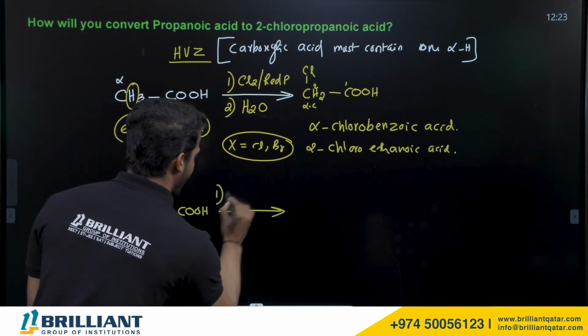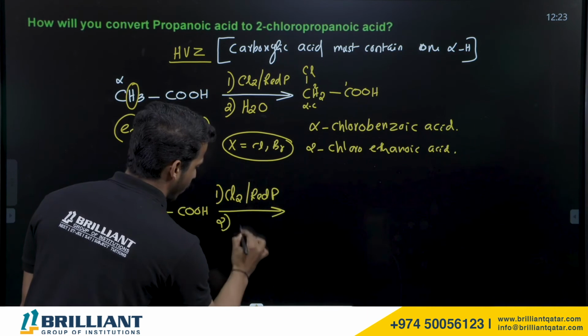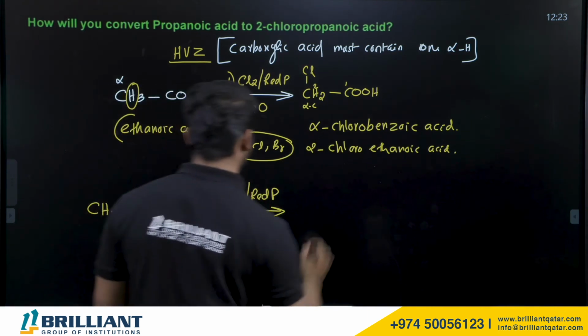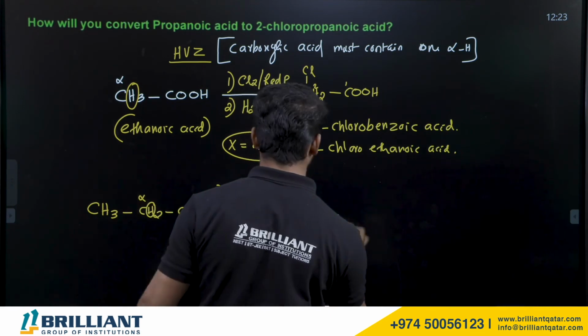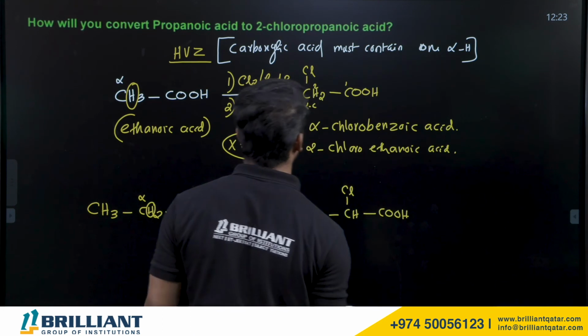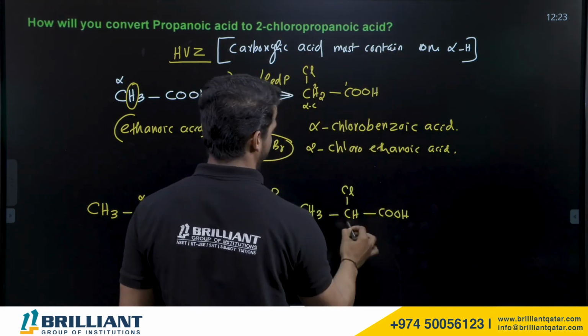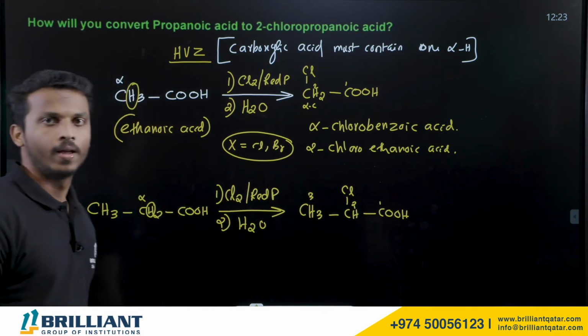Okay, so let us add halogen in the presence of red phosphorus. Secondly, we add water. So what happened? From CH3, one of the alpha hydrogens you remove and add your halogen. Yes, this is our product, called 2-chloropropanoic acid, right? 1, 2, 3, 2-chloropropanoic acid.